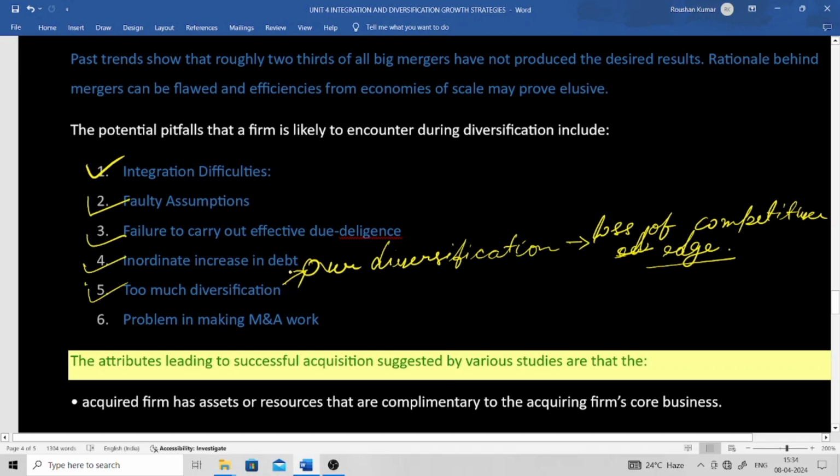Then problems in making merger and acquisition. So mergers can distract them from their core business, spelling doom for the company. So here it may be possible that there is distraction from their core business. So here I can write down problem in distraction from their core business.